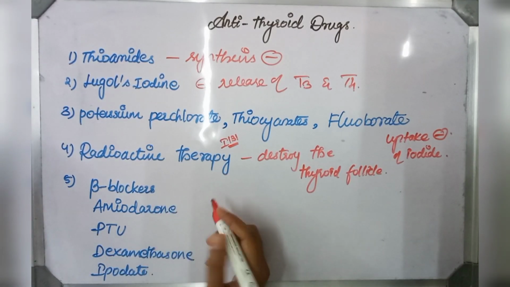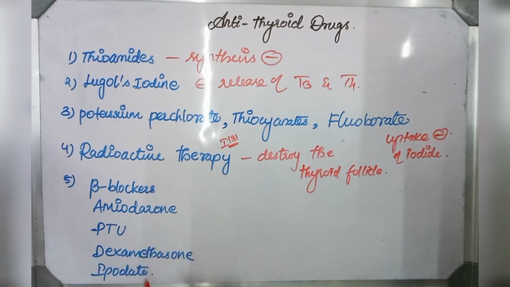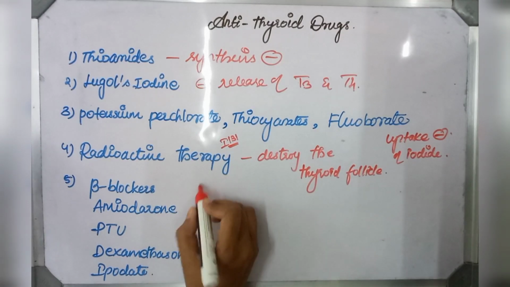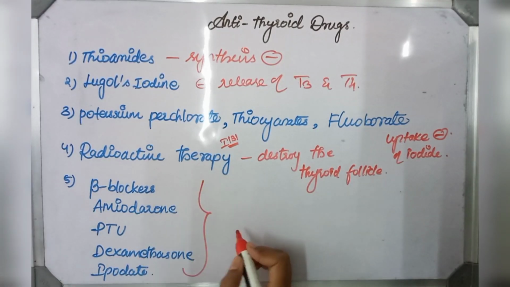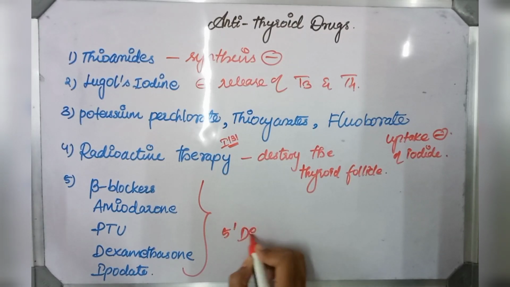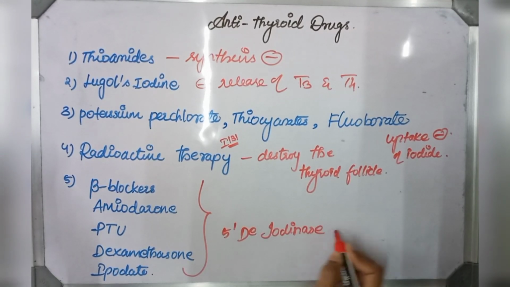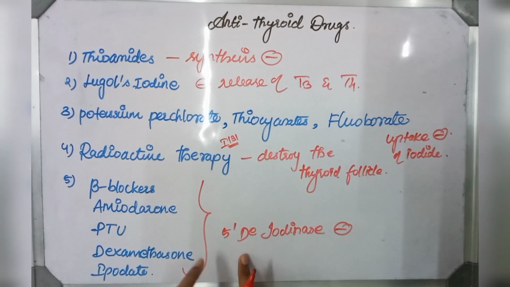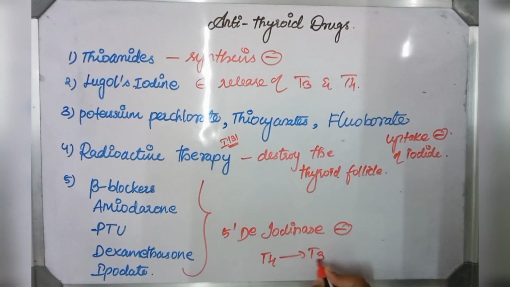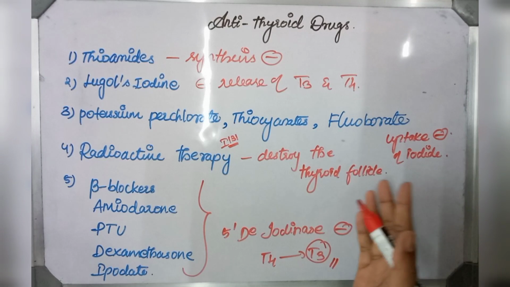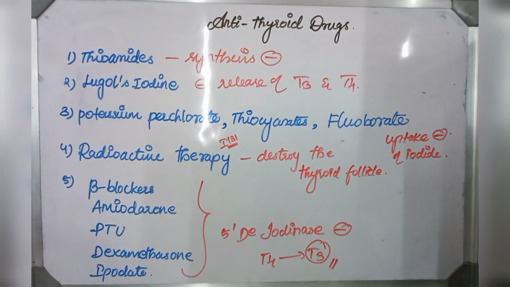Beta blockers, amiodarone, propylthiouracil, dexamethasone and ipodate inhibit an important enzyme known as 5'-deiodinase, which is one of the most important enzymes responsible for the peripheral conversion of T4 to T3. Once this is inhibited, we can't get the active compound T3. So this is the mechanism in short; let us see it more clearly in the upcoming parts.